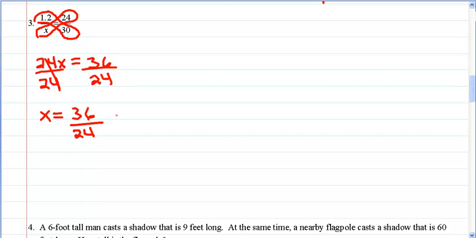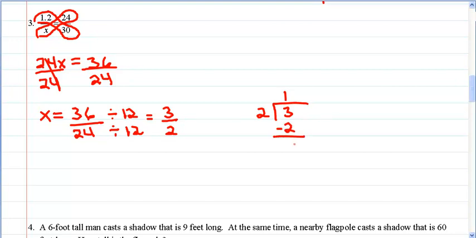Since both 36 and 24 are divisible by 12, I can divide them both by 12 and get 3 over 2. But since 3 over 2 is an improper fraction, I want to rewrite it as a mixed number. This one's much shorter, and I have 1 and 1/2. So my value for x is equal to 1 and 1/2.